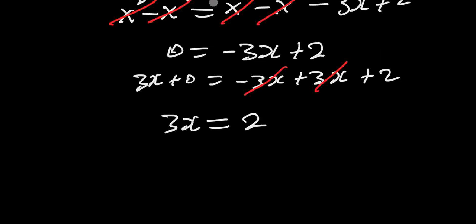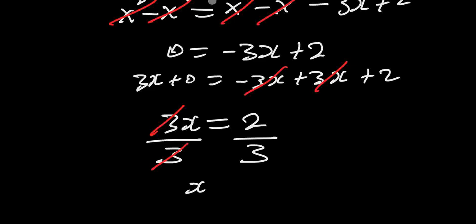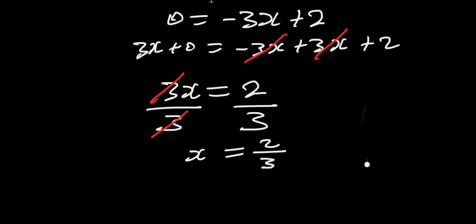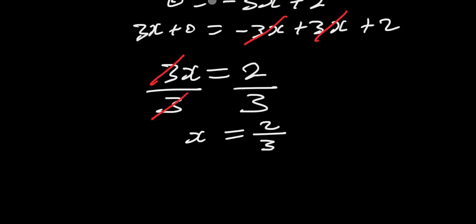So we can simply divide both sides by 3. And 3 is going to cancel 3 from here, and automatically x is now equal to 2 over 3. And this is the final answer to this question, and I hope it makes some sense. All right, let's move on to the next question.